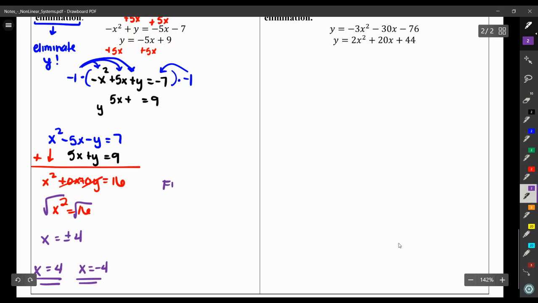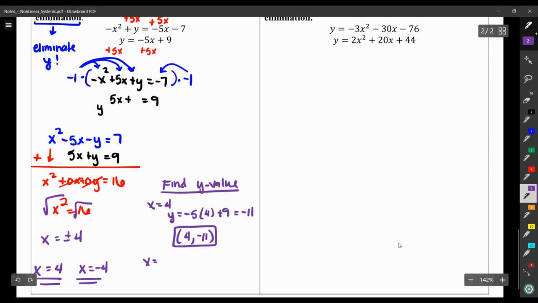So that's the final piece of the puzzle. We need to find the y value. And so I'm going to substitute the first x equals 4. So we're going to have y equals negative 5 times 4 plus 9. Well, negative 5 times 4 is negative 20, and negative 20 plus 9 makes negative 11. So the first solution we have is 4 comma negative 11.